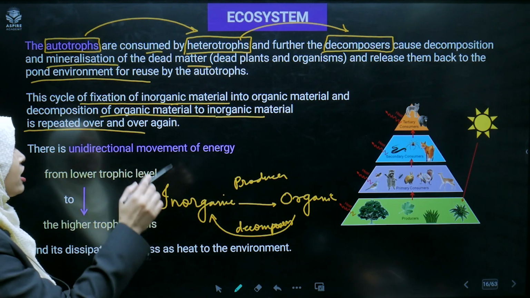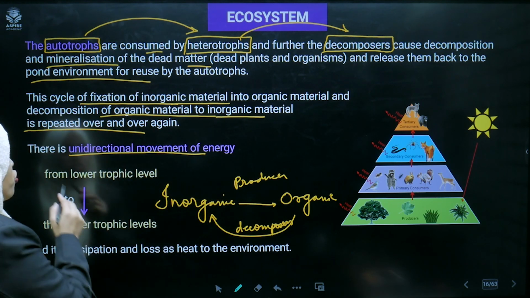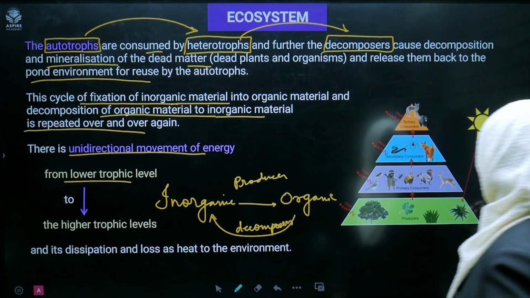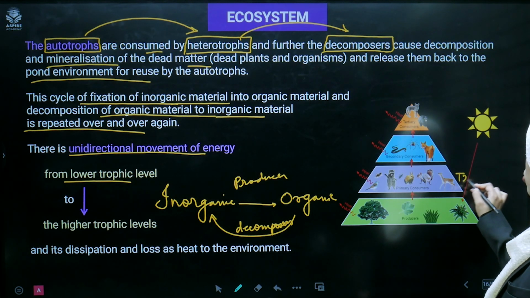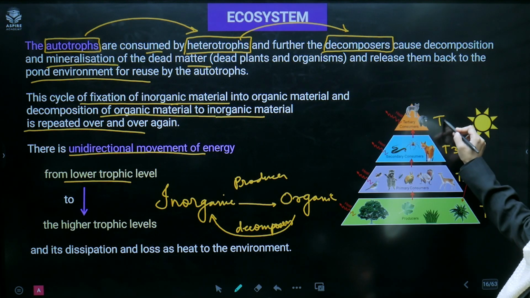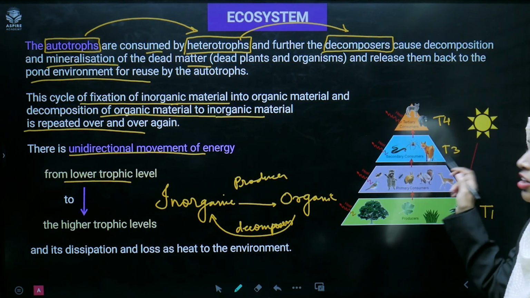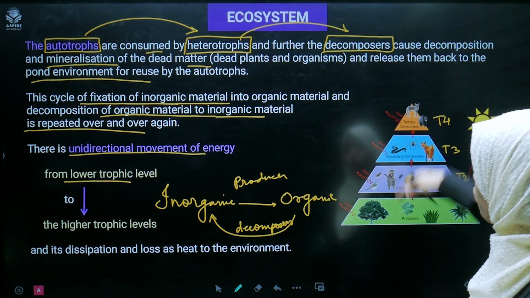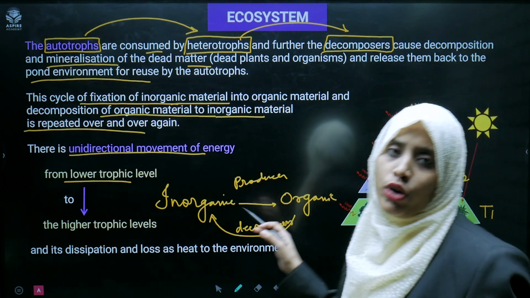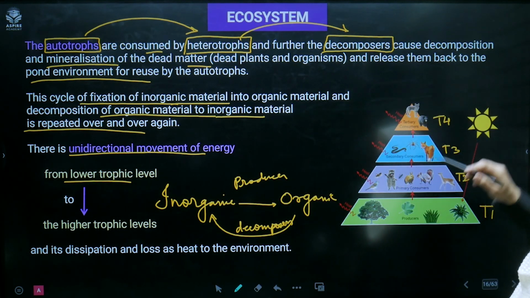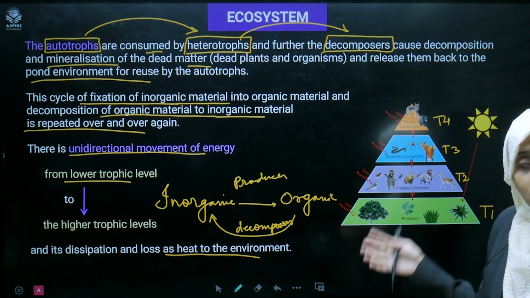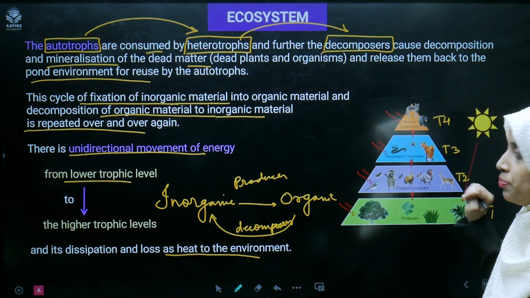So this is unidirectional movement of the energy from lower trophic level to the higher trophic level, that means producers, the base, are the first trophic level, primary consumer second, secondary consumer third, tertiary fourth trophic level. So unidirectional flow of energy हो रहा है, energy is moving from the lower trophic level to the higher one, ठीक है, and its dissipation and loss in the form of heat also takes place, energy loss हो रहा है heat के form में at each trophic level.